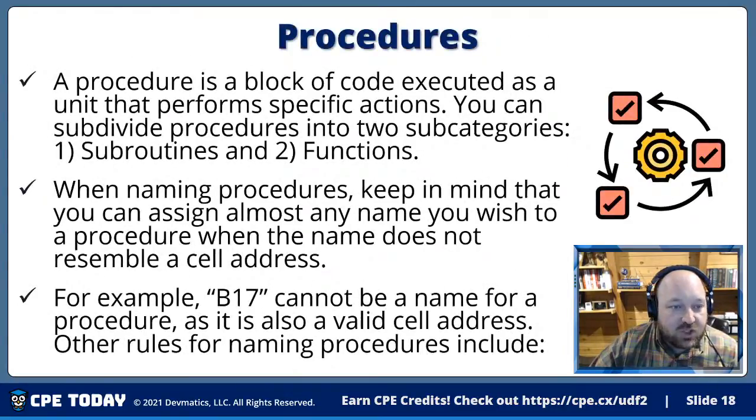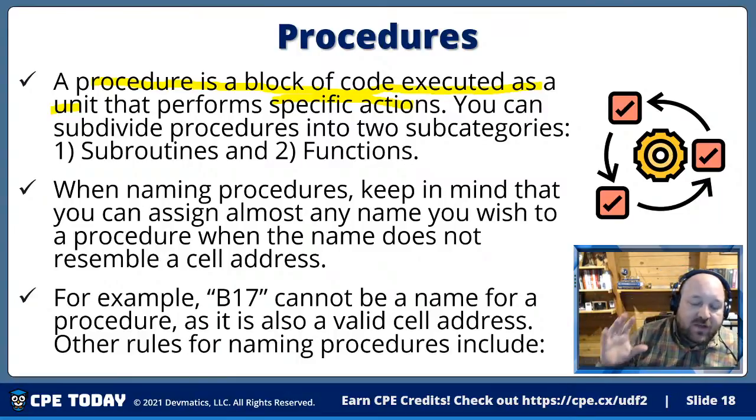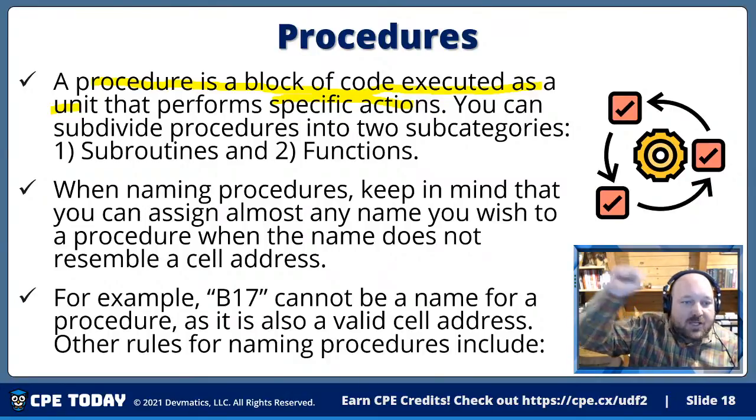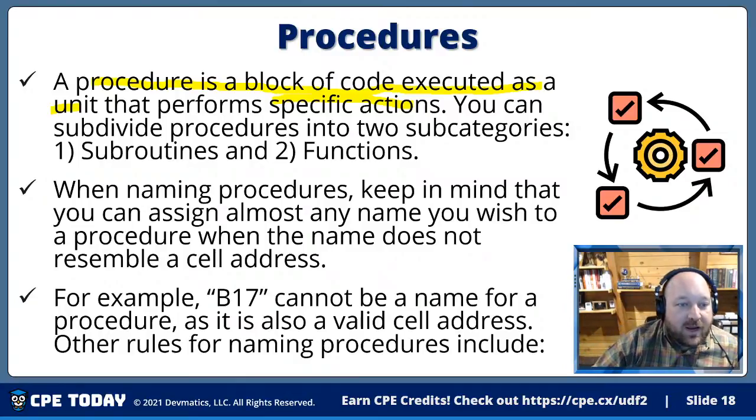And that module is the big picture of that specific item that you're looking to accomplish, that specific value you're looking to achieve. Now, inside of our modules, we've got procedures. A procedure is a block of code executed as a unit that performs specific actions. You could subdivide procedures into subroutines and functions. So if we think bigger picture here, we've got our modules up here, and a module is a bunch of code. That module is a bunch of procedures. Those procedures are a bunch of subroutines and functions.